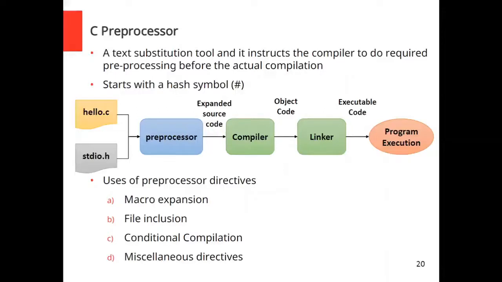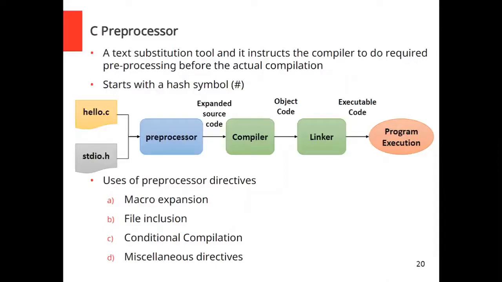If you have a file hello.c which displays hello in the output screen, it has included the stdio.h header file in that program. Both files, hello.c and stdio.h, which is available in the library, are sent to the preprocessor. The preprocessor takes the code from stdio.h and includes it in the C program and makes an expanded source code, which is sent to the compiler.